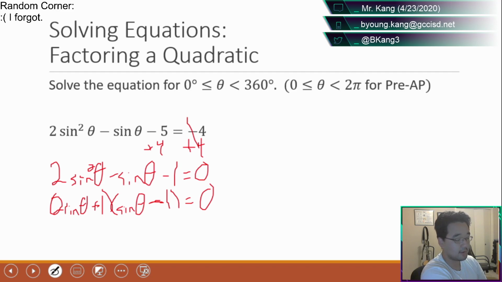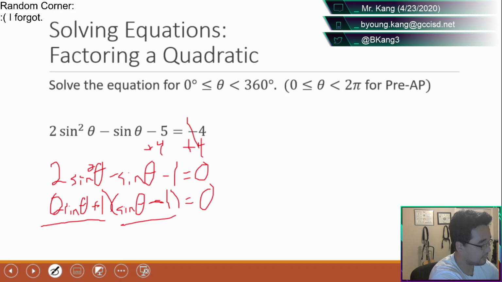If you don't know how to do just guessing and checking or just observing signs, it just takes slide and divide. I know slide and divide seems kind of pointless with 2 and 1, but if you don't understand how to just read the signs, you should do that. So slide and divide here if you need to. But here's my 2 parentheses. So I've got 2 different equations I can set equal to 0. So I've got 2 sine plus 1 equals 0, and sine minus 1 equals 0.